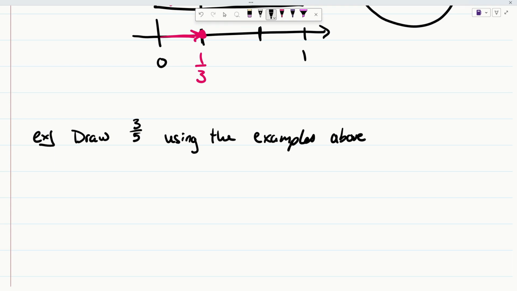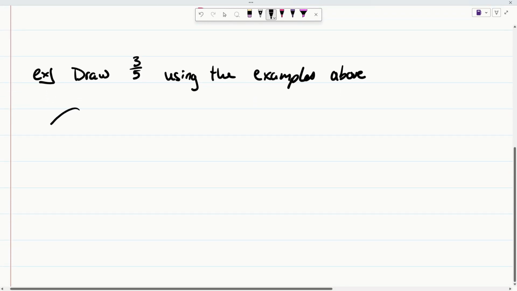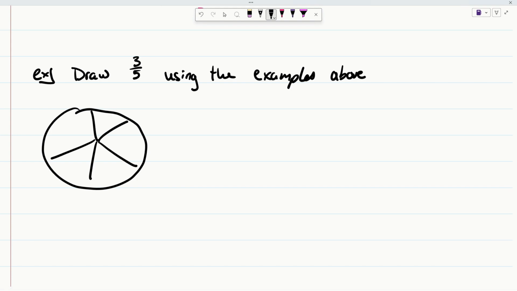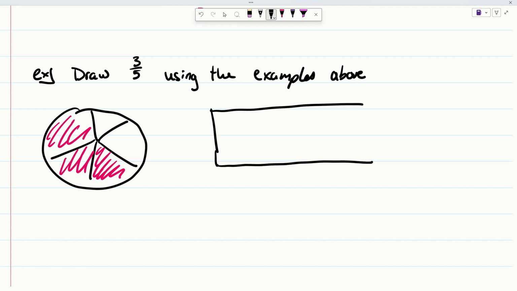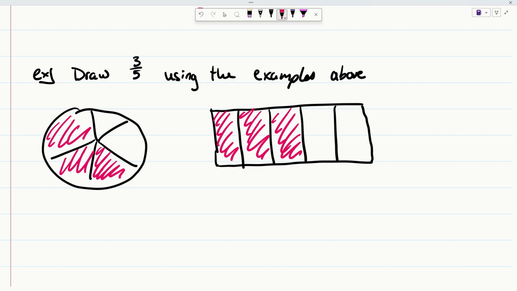Once again, I'm going to start with the circle first. This one's going to be a little bit more difficult, because like I said, you have to make sure they're nice and equal. And obviously mine are not perfect, and that's fine. But this is 1, 2, 3. So here's 3/5. Personally, I prefer the rectangle method, where you would just shade in 3 out of the 5. So here's 1, 2, 3.